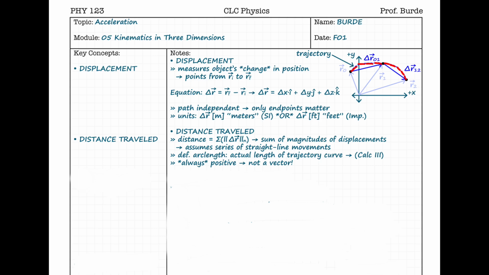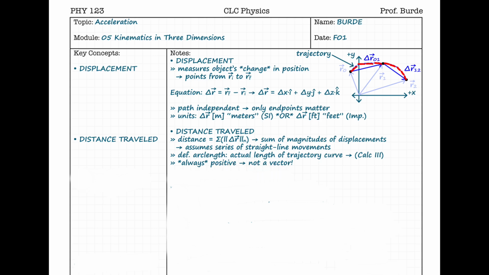What you're doing basically is summing up the displacement vector, but summing up very short little displacements, an infinite number of infinitely small little displacements that follow the curve perfectly. That is something that you can do in Calc 3, but is going to be beyond the scope of this class. But distance traveled is always positive.